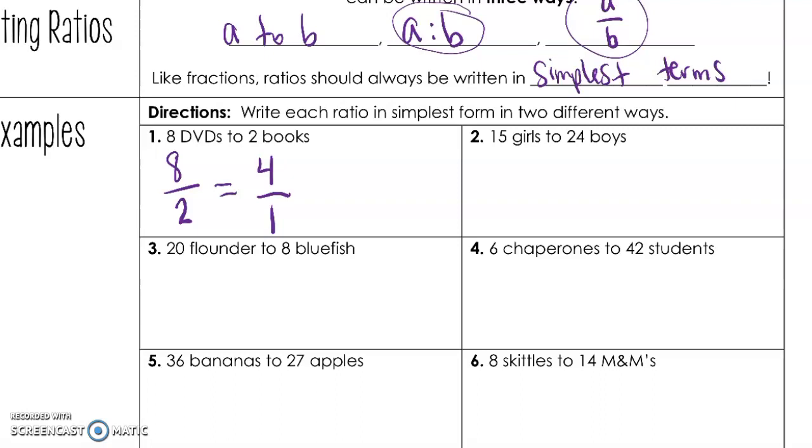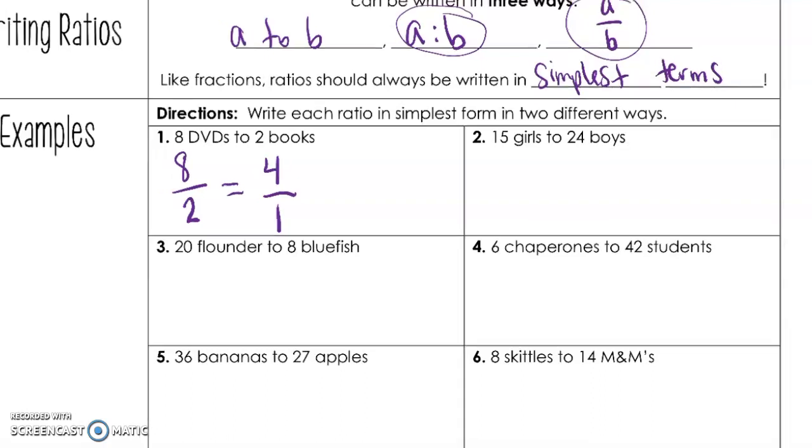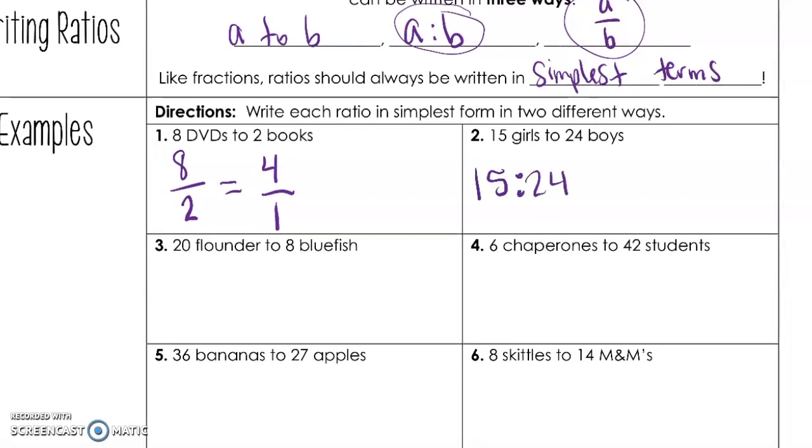Number 2, I'll write it the other way, 15 to 24. But then we need to simplify that. So you can either use your fraction button in your calculator, or you can just divide both of them by 3, and you would get 5 to 8. So this is what I need to see for your final answer. If you don't have to write out the first part before you simplify it, that's fine. But you definitely have to have the simplified one.